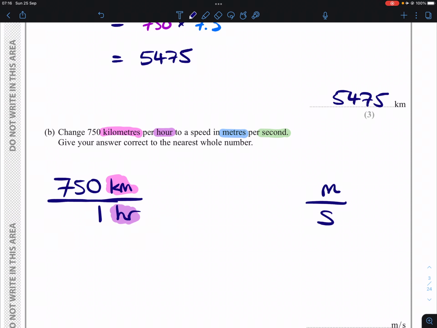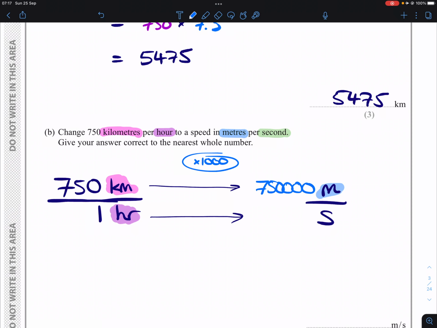Now we just look at it as, well, how do I convert the top into meters, and how do I convert the bottom into seconds? And I treat them as two separate conversion questions. So in order to turn kilometers into meters, we're going to have to times by 1,000, because there are 1,000 meters in a kilometer. If we do that, we're going to end up with 750,000 meters.